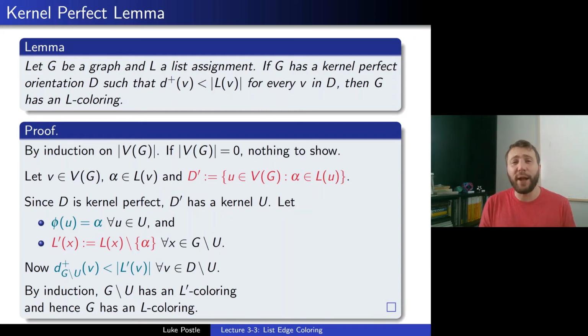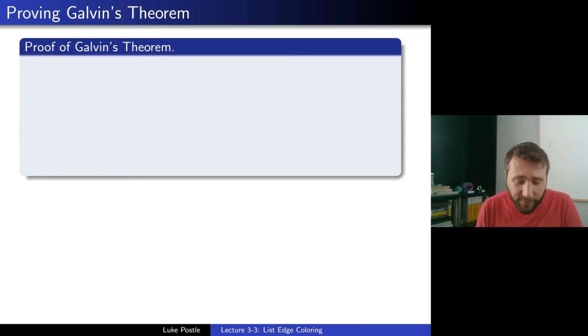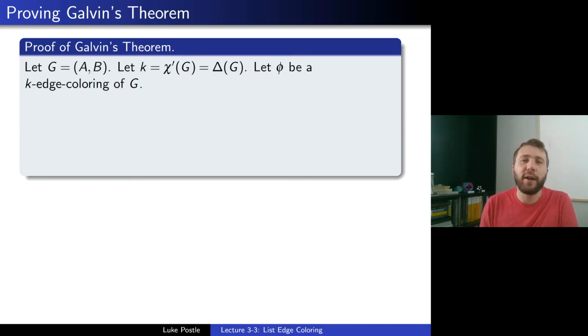You just add back U, which was colored with alpha. So you kind of inductively pull out kernels, coloring them with the colors. So you take kernels of colors, and you inductively color in this way. That's very nice. It's called the kernel perfect lemma. And then what do we do with that? Well, now I can prove Galvin's theorem to you. So let me go ahead and prove Galvin's theorem. How do we start? Well, let G equal (A, B), so let me name the sides of this bipartite graph, and let K, that'll be the number of colors, be chi prime of G, which is delta of G, of course.